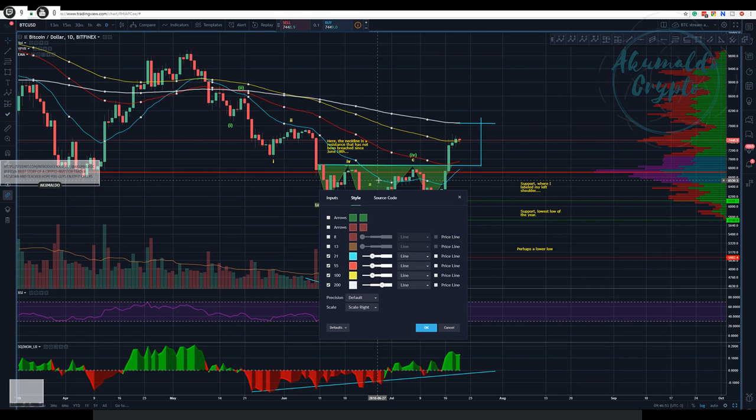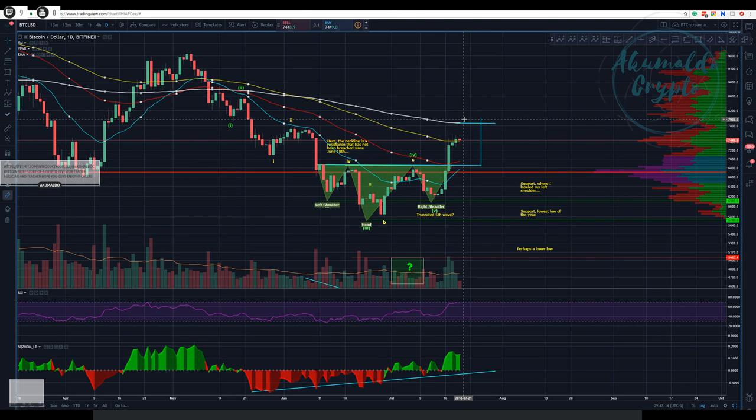Okay, 21 is the blue one, 55 we have broken it. This is daily again. 100 we have broken it, tested it, and broken it. We are now above the 100 EMA. And we have yet to reach the 200 EMA here and perhaps break it. If we close the candle above the 200 EMA, this is going to be a huge sign that we had a trend reversal.